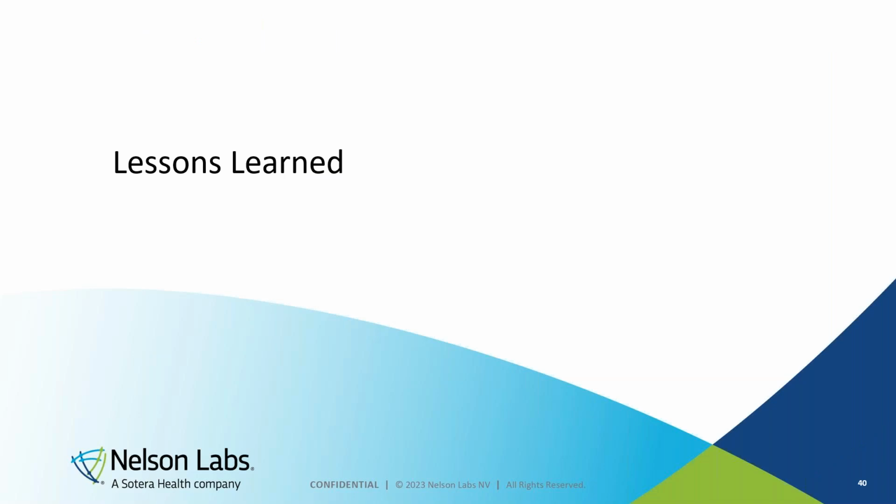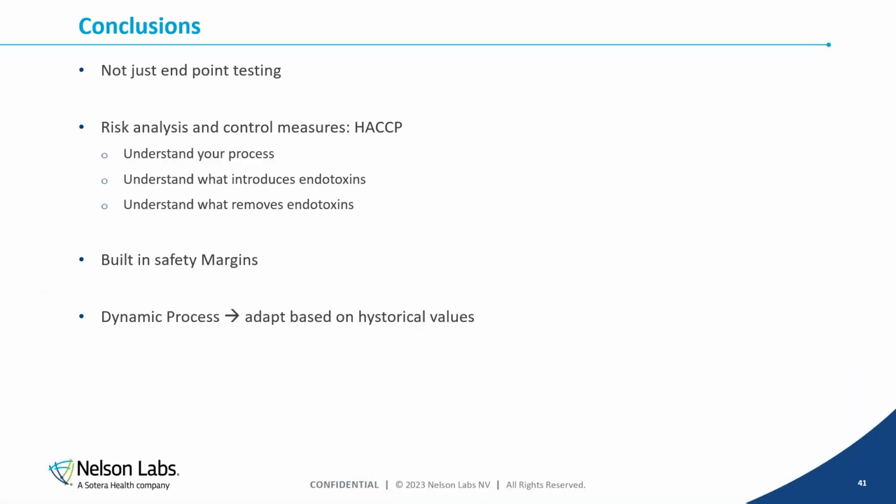So to conclude my presentation, what are the lessons that we've learned? So very importantly, just like aseptic manufacturing, you cannot just rely on end product testing to guarantee that your product is endotoxin free. You have to perform a risk analysis and control and imply control measures. And the way you can do this is by performing a risk assessment according to HACCP.